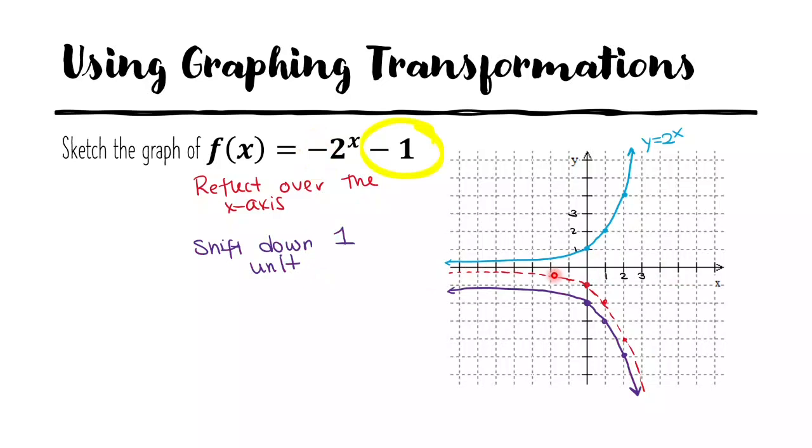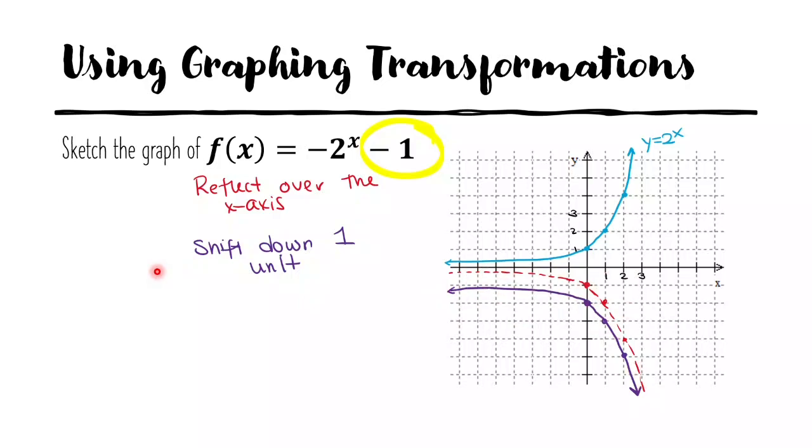Then we have this minus 1. That's another output transformation. That is going to shift the graph down 1 unit. So I took my reflected graph in red, and I brought everything down 1 unit. That brought my asymptote down to y equals negative 1. And then my y-intercept, I brought that down 1 unit. And I took the other points I had plotted and brought them all down 1 unit. And there in purple is my final answer. That would be the graph of this transformed function.